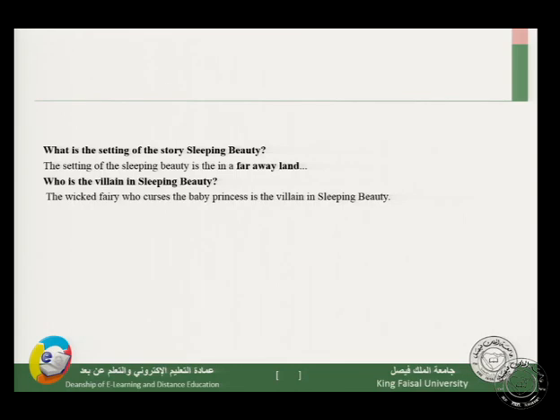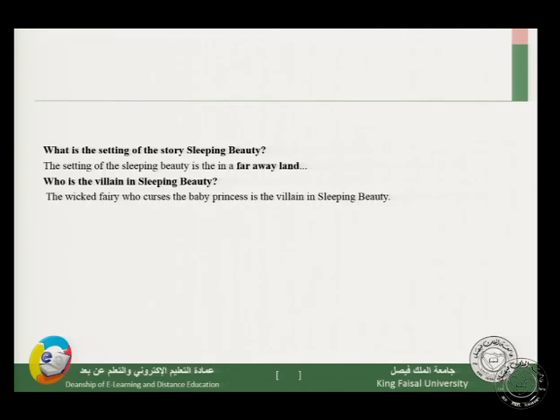Now, who is the villain in Sleeping Beauty? This is also an important question you always need to remember, because we always have to remember the characters: the protagonist, the good guy, a he or a she, and the villain, the antagonist. The villain is the character, he or she, that goes against the hero, against the protagonist. Now, who is the villain, the antagonist, in Sleeping Beauty?